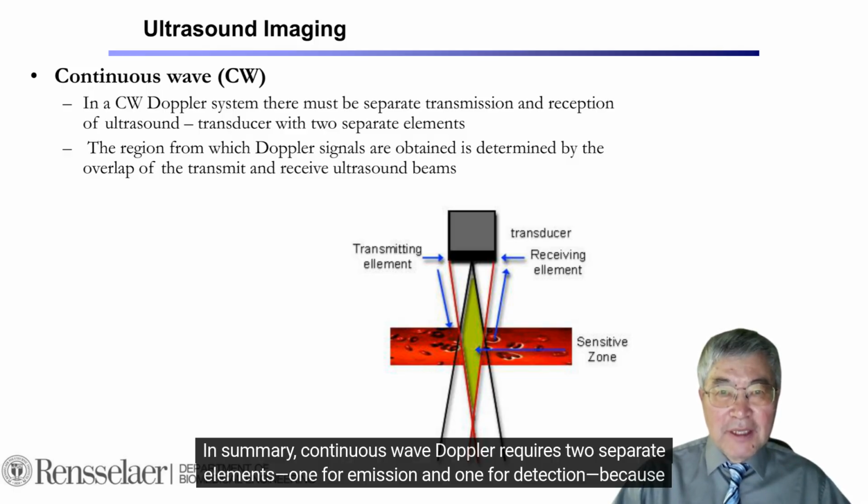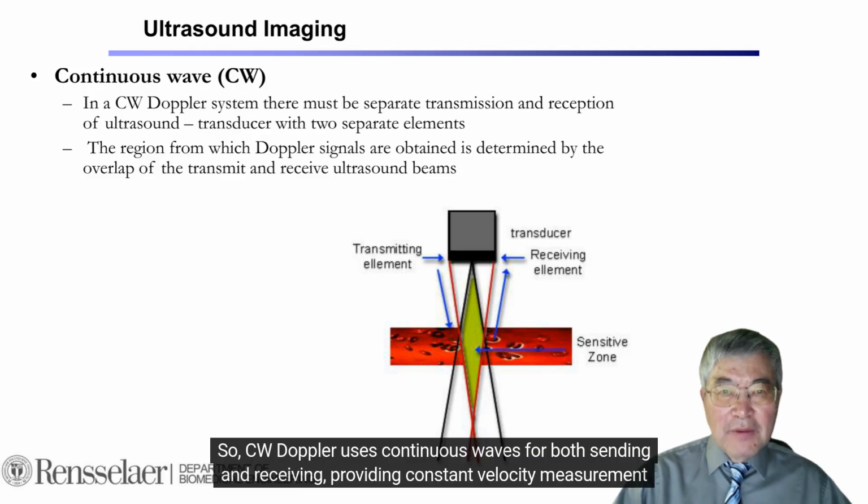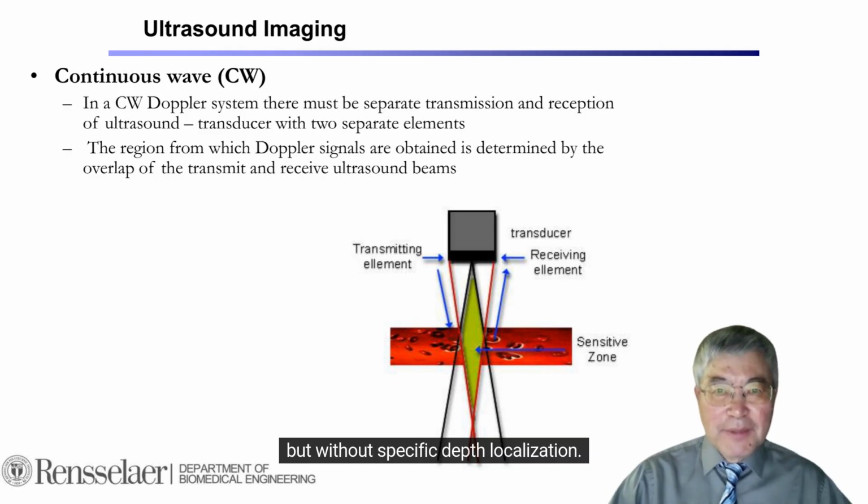In summary, continuous wave Doppler requires two separate elements, one for emission and one for detection, because a single element cannot transmit and receive continuously at the same time. So, CW Doppler uses continuous waves for both sending and receiving, providing constant velocity measurement but without specific depth localization.